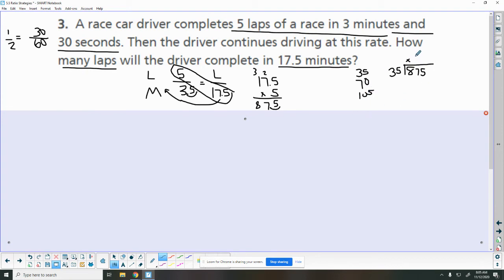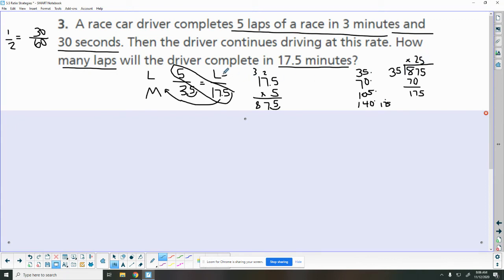So I know it can go in here 2 times is 70. And then I'm subtracting. I have 175 left. So I know 30, actually I'm going to add my 5 more is 110, and 30 more is 140. 30 more is 170, and 5 more is 175. So 1, 2, 3, 4, exactly 5 times.